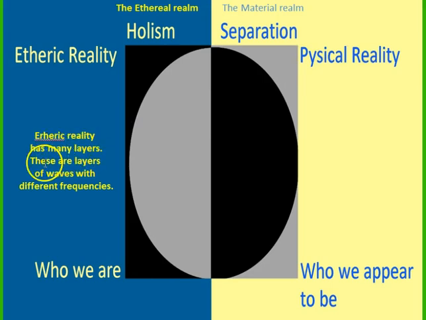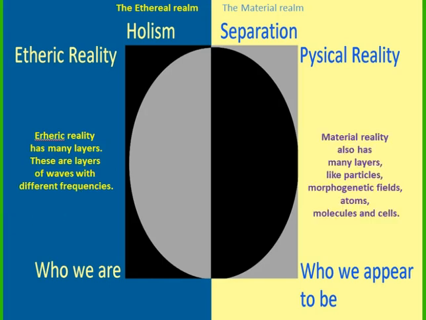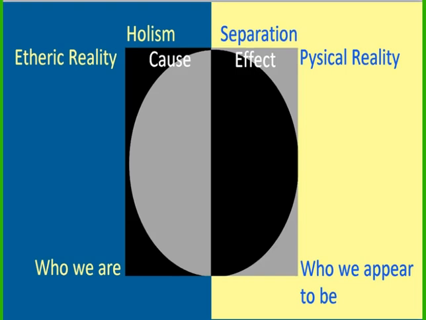Etheric reality has many layers. These are layers of waves with different frequencies. Material reality also has many layers, like particles, morphogenetic fields, atoms, molecules, and cells, that make up the same thing. And in the ethereal realm, we discover who we are. And in the material realm, we discover who we appear to be. In the ethereal realm, we find that the ethereal realm is the cause. And in the material realm, we see the effect.